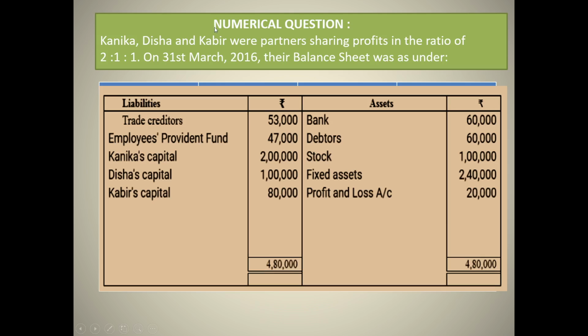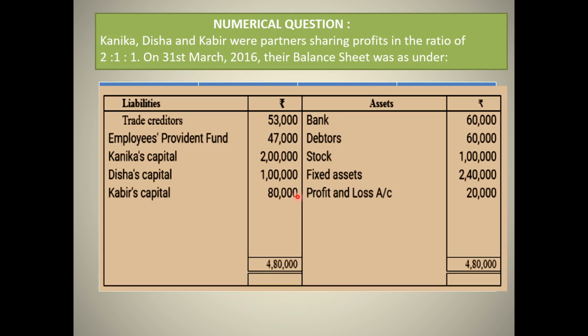Now directly we will come to our numerical problem. This is the numerical problem. There are three partners, Kanika, Disha, and Kabir. Their profit sharing ratio is 2:1:1, and this is their balance sheet, that is financial position, as on 31st March 2016, with non-term bank, stock, and fixed assets.